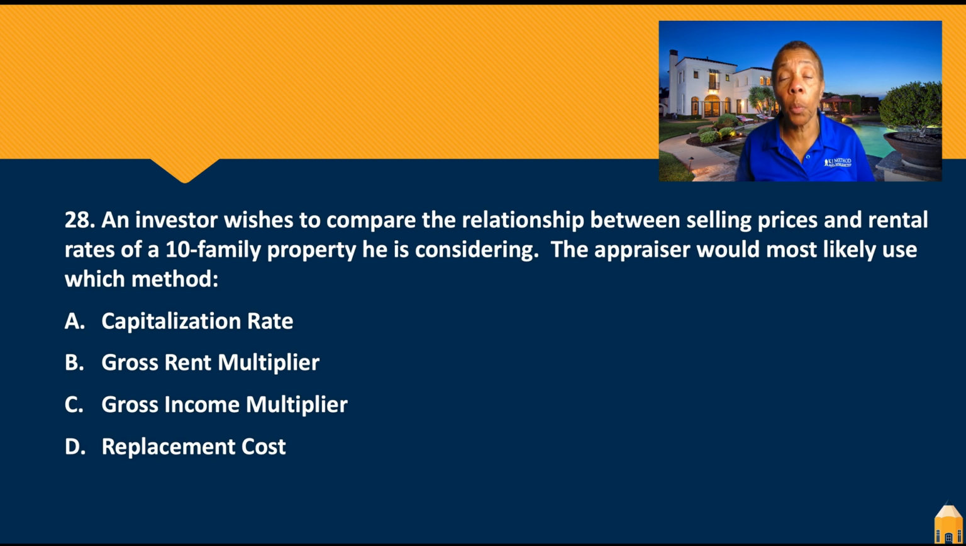Gross income multiplier. How do I know that? Because they're talking about selling prices and rental rates. So we're either going to be in gross rent or gross income. But then it says 10 family unit. So anything that is over 5 units is going to be gross income. If it's 1 to 5 units, then it's going to be gross rent multiplier. And actually, that's correct. It's 1 to 4 units is going to be gross rent. 5 and over is going to be gross income.